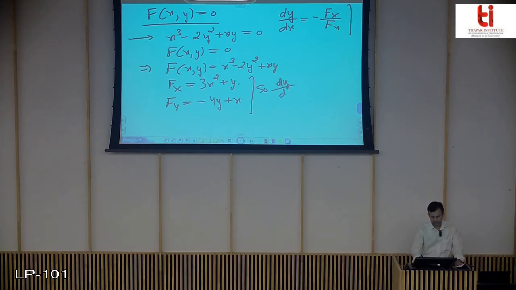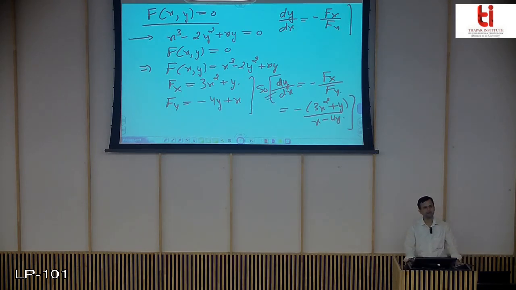So dy/dx is simply minus fx upon fy. This gives you minus (3x square plus y) upon (x minus 4y). Yes, it is. You can see that using the formula, we are much more convenient than solving it by the usual strategy.